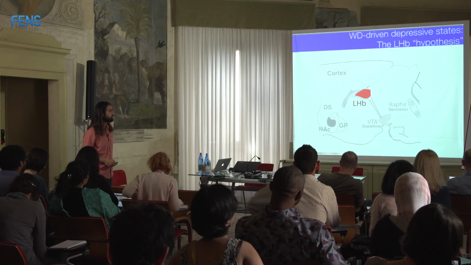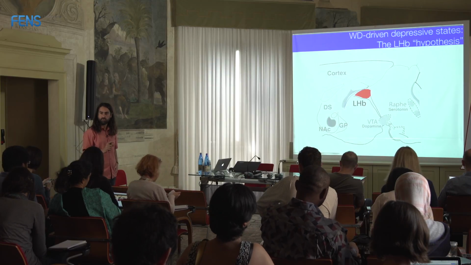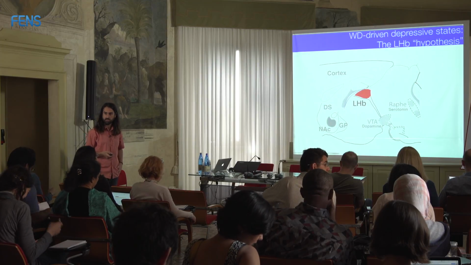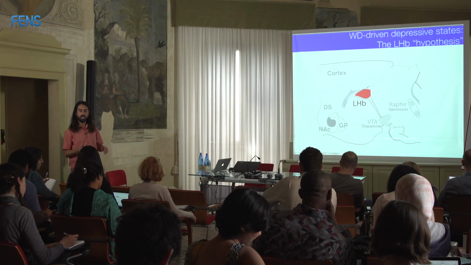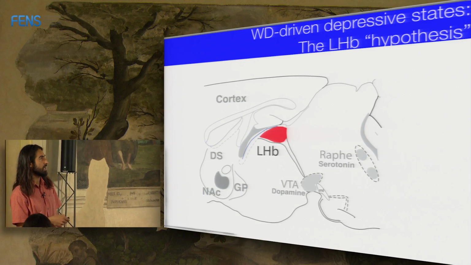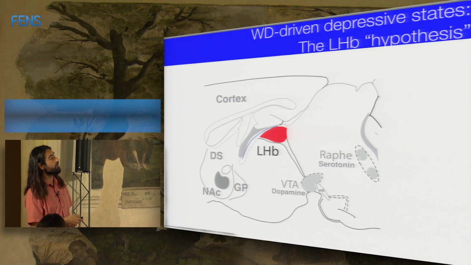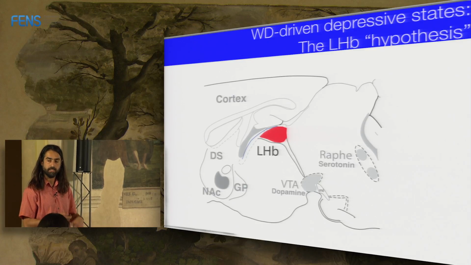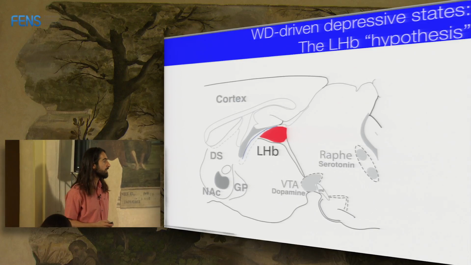So the idea of this second part is to move from the function of the LHB in encoding aversive states to its potential role in at least aspects of addiction, or related to addiction. What I wrote here is to give you the context: the idea is to look at withdrawal-driven depressive states with an overlook from the lateral habenula, rather than from, let's call it, more regular circuits that have been implicated in addiction.